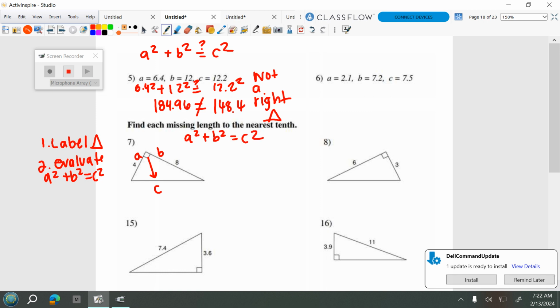That's our little x right there. We're looking for x. We have 4 squared plus 8 squared equals x squared. 16 plus 64 equals x squared. We get 80 right here equals x squared. Take the square root of both sides. And the square root of 80 is equal to 8.94.